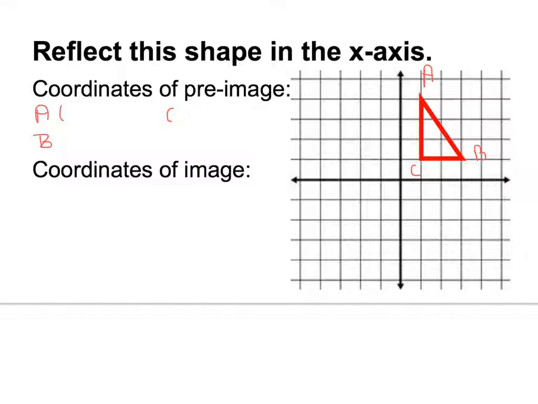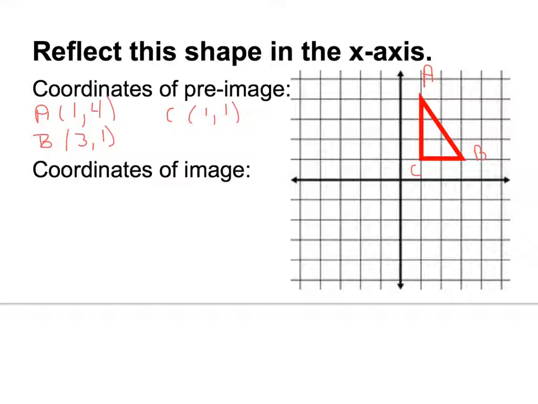Okay, now that we're back, your coordinates should be, for A, 1, 4. For B, you are at 3, 1. And for C, you are at 1, 1. Okay, so we are going to reflect this shape in the x-axis.